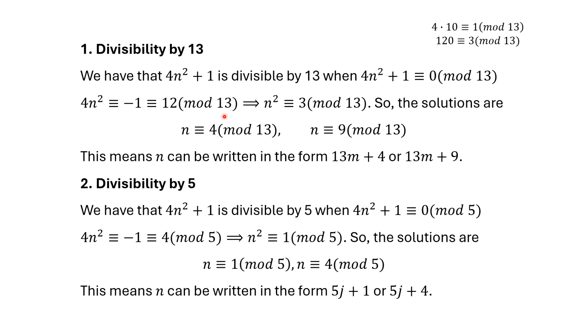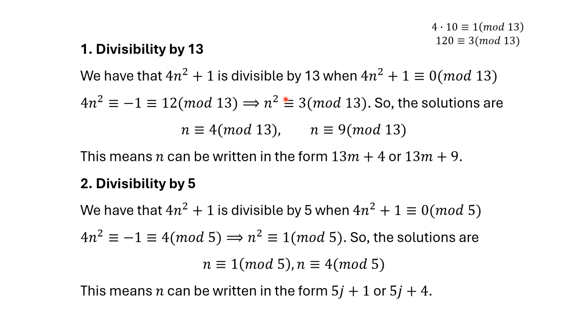Then we want to find the multiplicative inverse of 4 mod 13 and multiply times both sides of this. And it turns out it's 10. So 4 times 10 is 40, and that's 1 mod 13. So we get a 1 here. Then when we multiply 10 times 12, we get 120, and that's congruent to 3 mod 13. So we get this here.